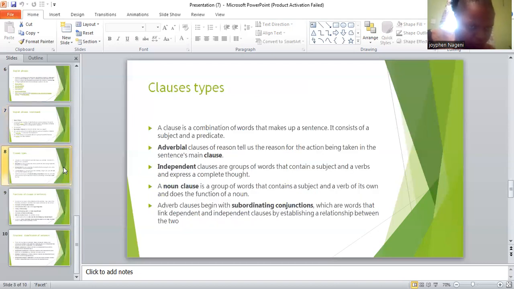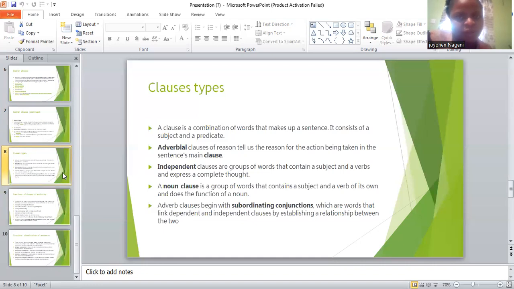Topic 8, we have clause types. A clause is a combination of words that makes up a sentence. It consists of a subject and a predicate. So the difference between a clause and a phrase is that a phrase cannot stand on its own.